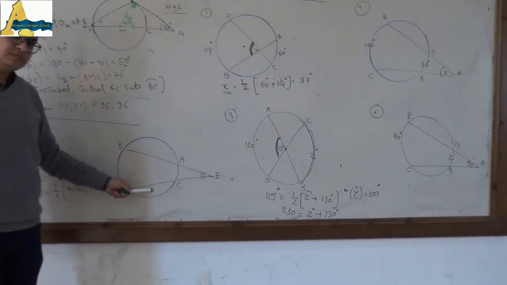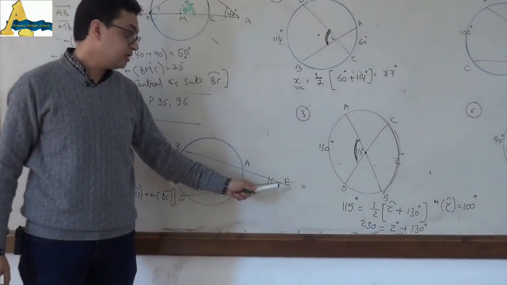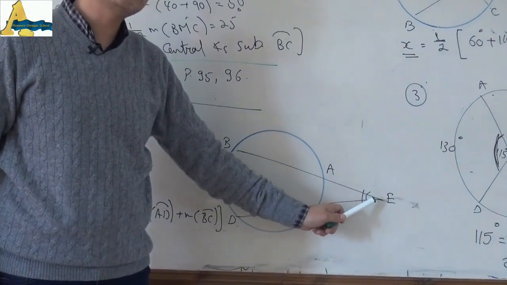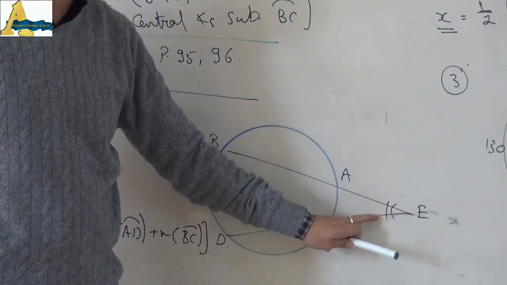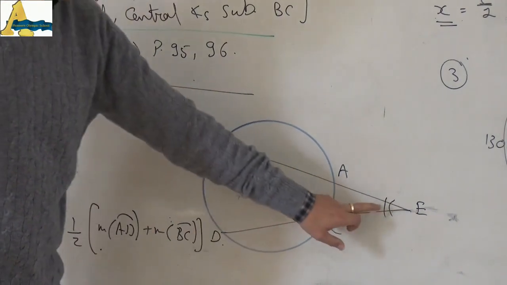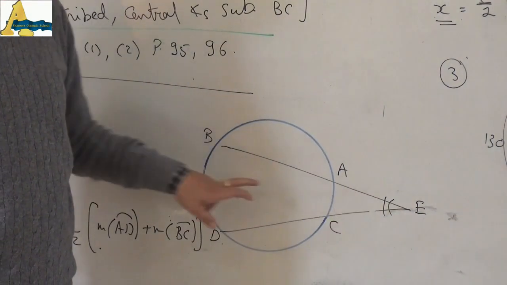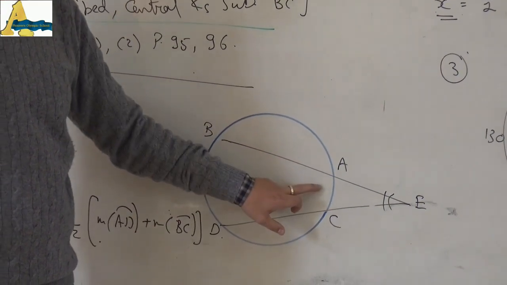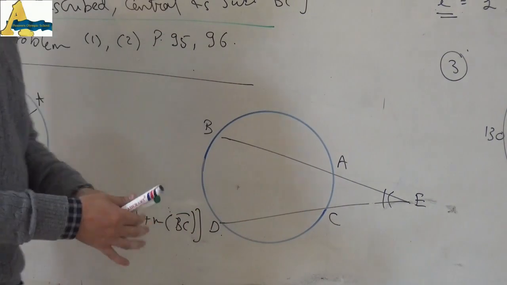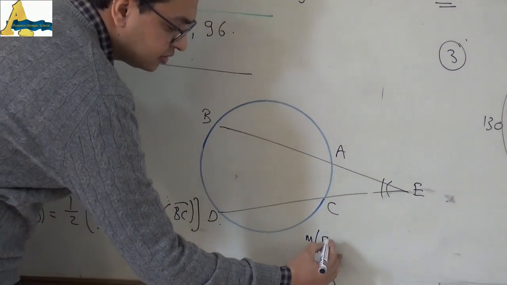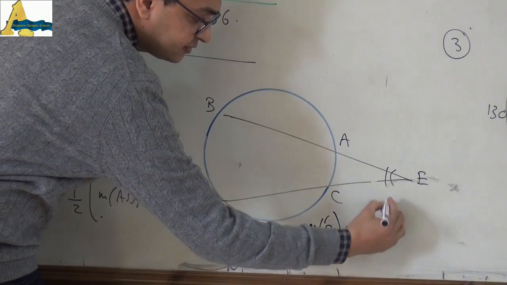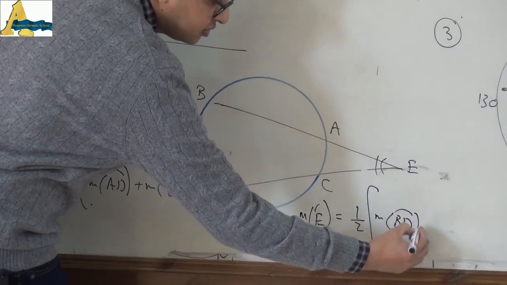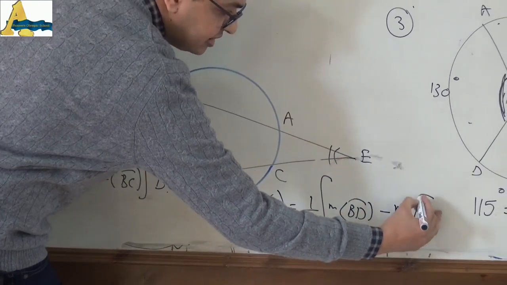If the two chords intersect outside the circle, meaning these two rays containing the two chords intersect outside the circle at E, how do we find the resulting angle E? The measure of this angle equals half the measure of the major arc BD minus half the measure of the minor arc AC. That means the measure of angle E equals half the measure of arc BD minus the measure of arc AC.